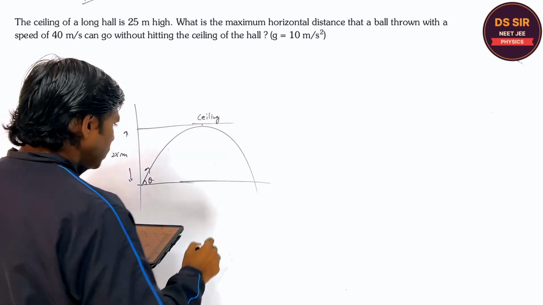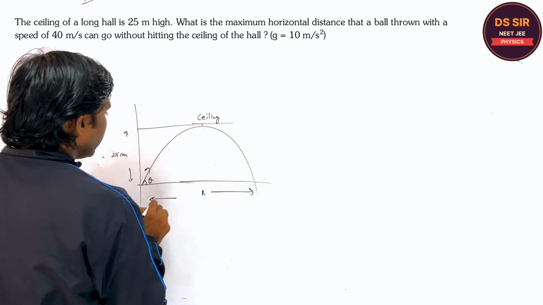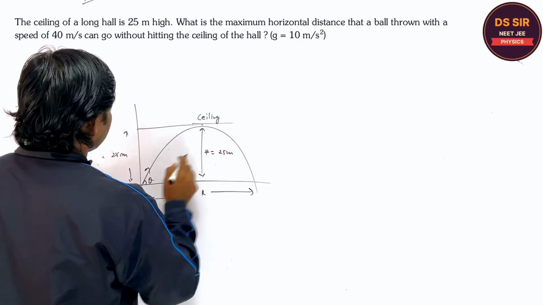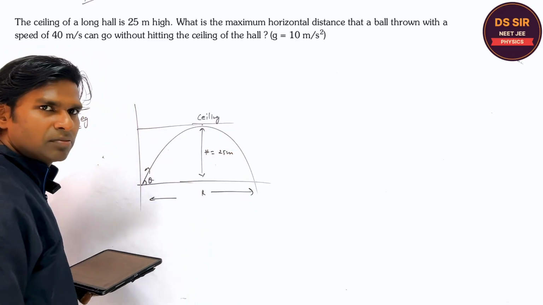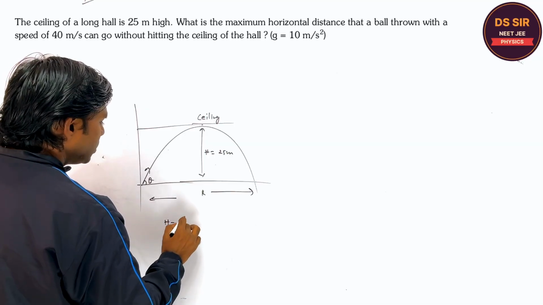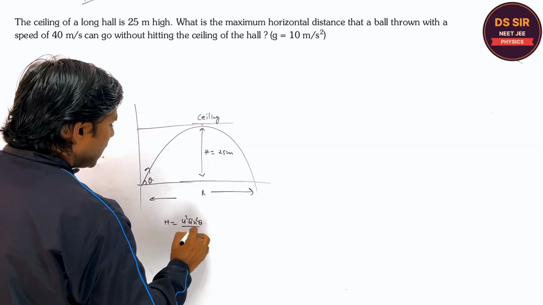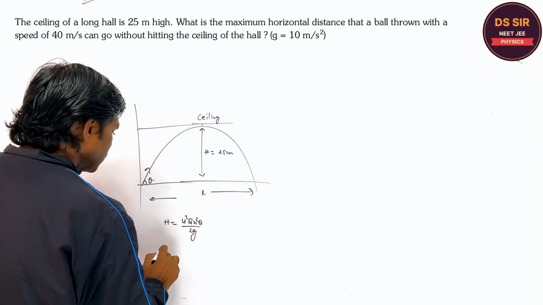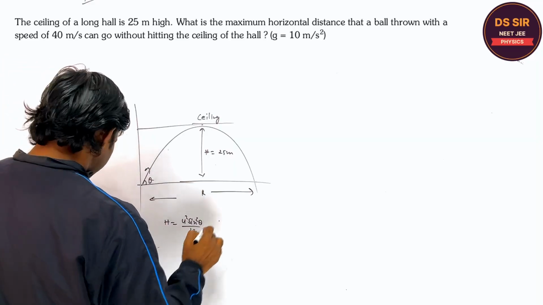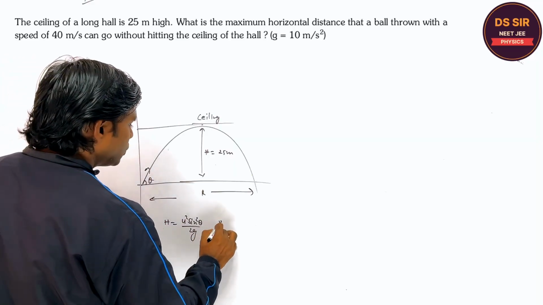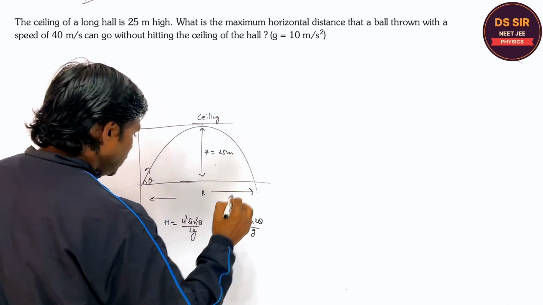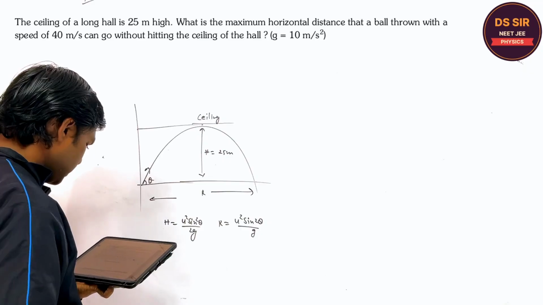The maximum horizontal range in this case they are asking, and the maximum height of 25 meter is given. Is it clear or not? Like this. So the maximum height is what? Say u square sin square theta upon 2g. The maximum height h is given. So in this case, the range they are asking. So what is the range? Say u square sin 2 theta upon g. Is it clear or not?